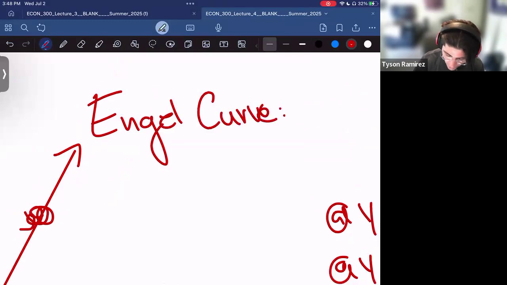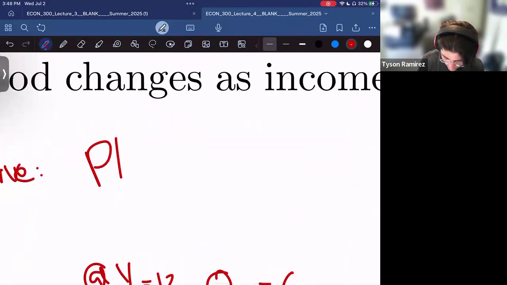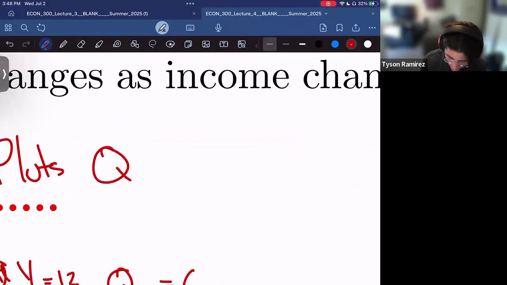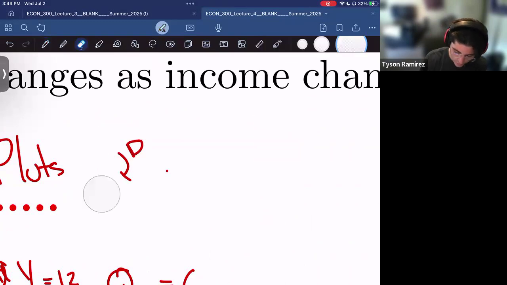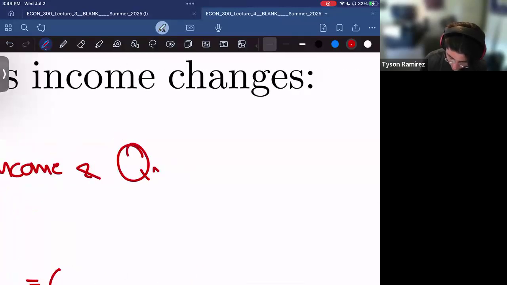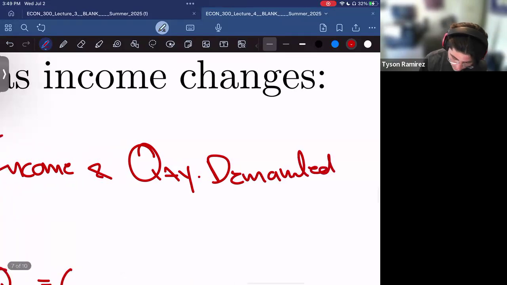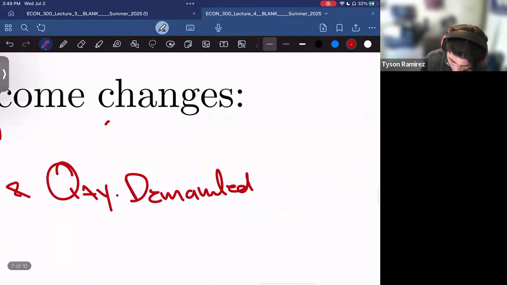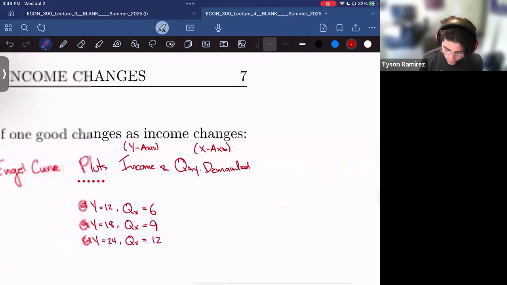All right. The Engel curve plots quantity demanded against income. Or I guess I should say the Y value first, it plots income against quantity demanded. All right. This is what is known as the Engel curve.